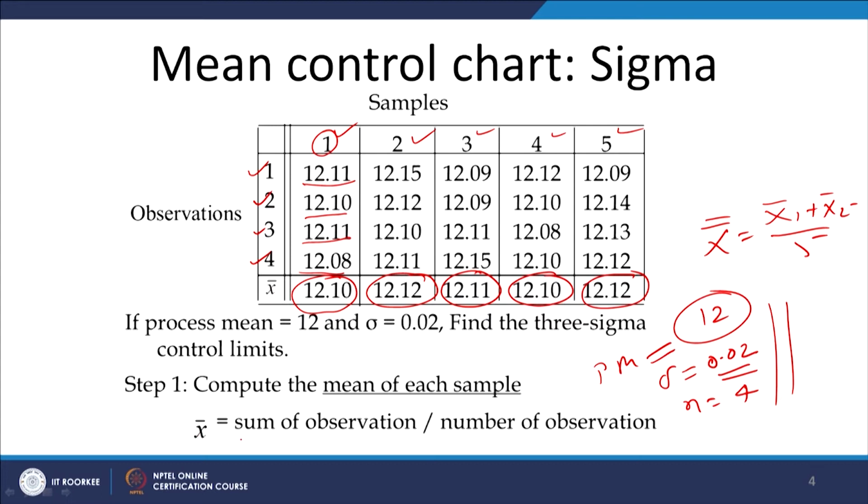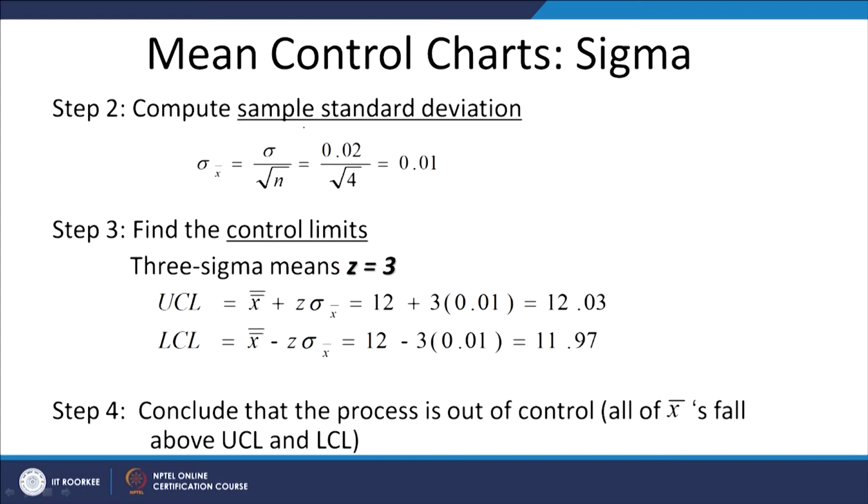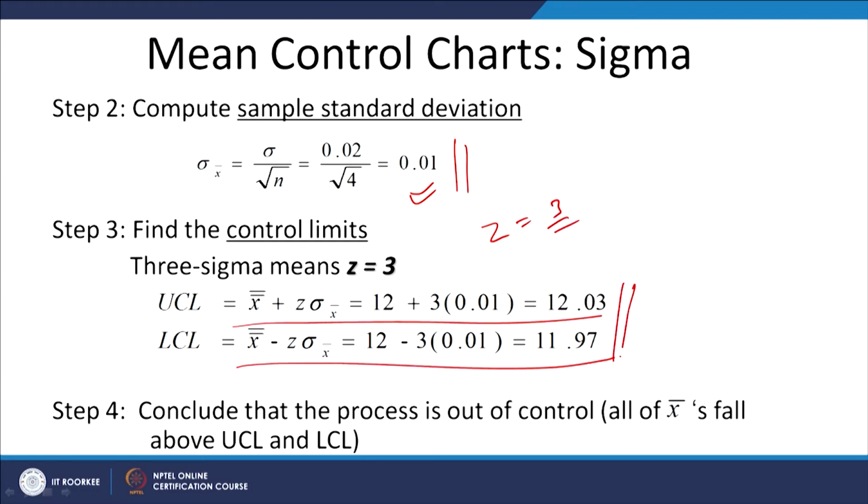So, x bar we know how we can determine. First step is to determine the x bar and then compute the sample standard deviation using the sigma and n values. So, the sigma is 0.02 and divided by the square root of the 4. 4 is the number of samples, the number of units in each sample. So, we have the sigma x bar is 0.01 and then considering the standard normal deviate z value 3, the upper and the lower control limits can be calculated.